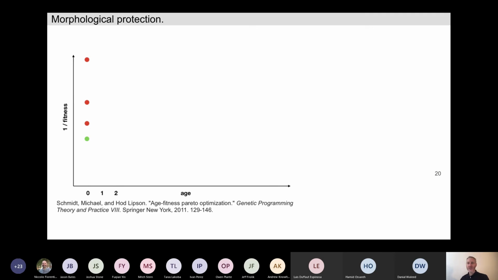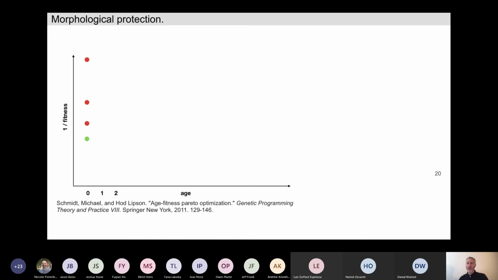And the way that this works is to use a particular type of evolutionary algorithm called a multi-objective optimization method. So instead of one number, we have two numbers associated with each solution in the population. Let's imagine that on the vertical axis here, we're going to measure the fitness of each of these four hypothetical robots here. And I put 1 over fitness because we're going to try and minimize this axis here. On the horizontal axis here, we're going to label each robot with an age, which is not the age of the robot, it's the age of the lineage to which the robot belongs.